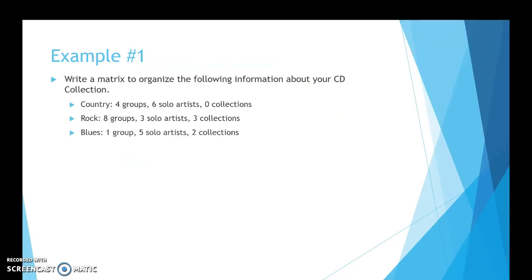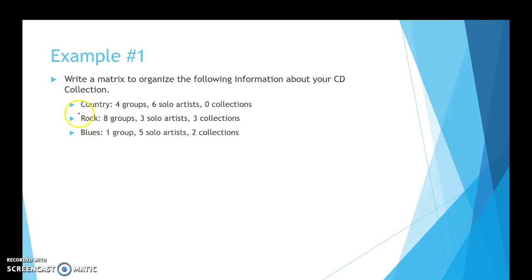So let's write an example of a matrix. Example number 1, they want us to write a matrix to organize the following information about the CD collection. So you have country CDs, rock CDs, and blues CDs. In country you have 4 groups, 6 solo artists, and 0 collections. Rock, we have 8 groups, 3 solo artists, 3 collections. Blues, we have 1 group, 5 solo artists, and 2 collections. So how could we write this as a matrix?